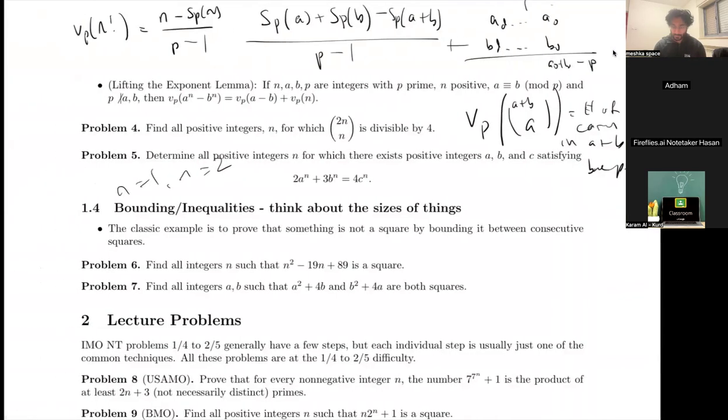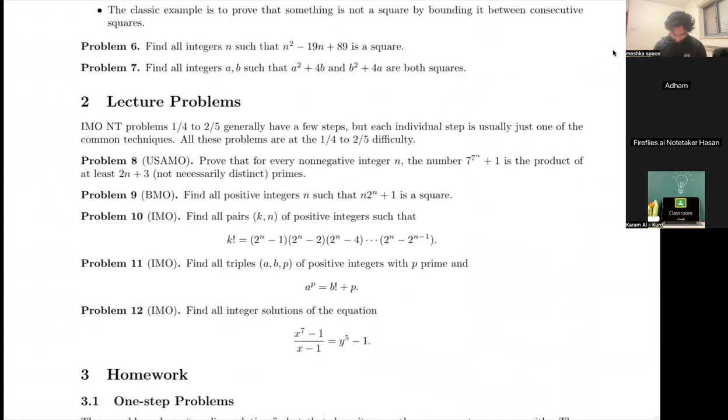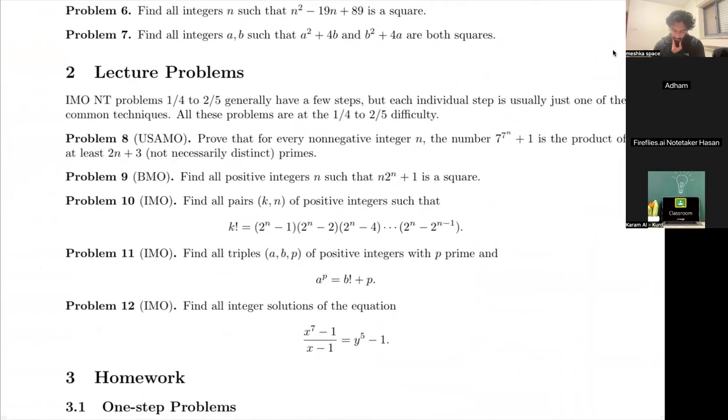Let's see how much time we have. We don't have a lot of time, but let's start with this problem here.